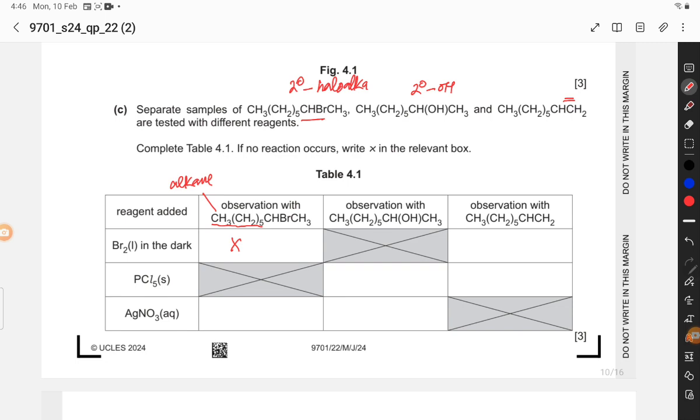So no reaction. And this is a double bond, so the bromine is decolorized. Sorry, this alkene decolorized the bromine water. So the observation would be brown to colorless. Bromine is brown in color and alkene decolorizes this bromine, brown to colorless.